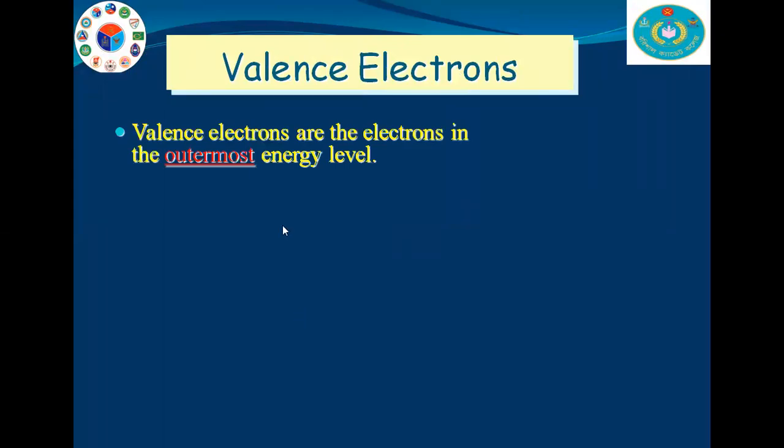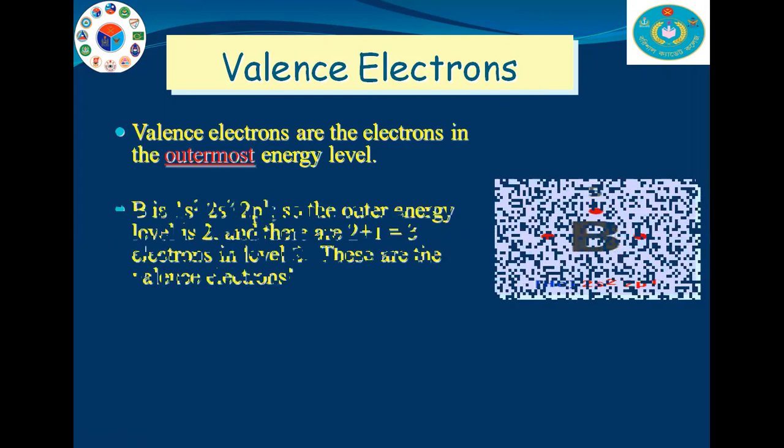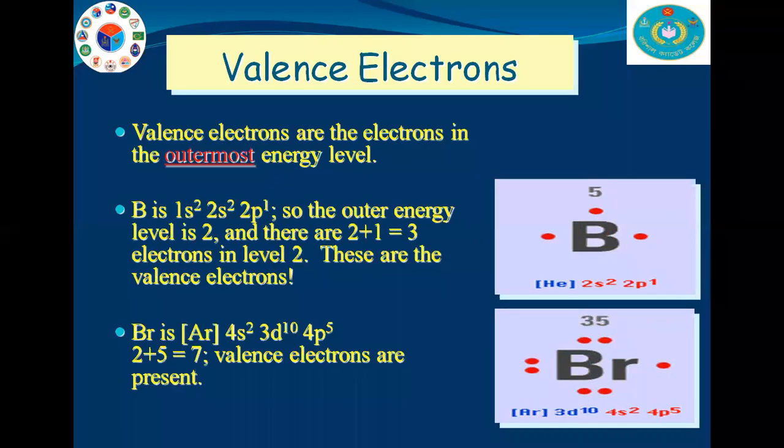First one, valence electron. Valence electrons are the electrons in the outermost energy level of an atom in its electronic configuration. Here, in this case, the electronic configuration is 1s2, 2s2, and 2p1. So the outermost energy level contains 3 electrons, and the outermost energy level is 2. So the valence electrons are 3. In case of bromine, there are 7 electrons in its outermost energy level. These are valence electrons.